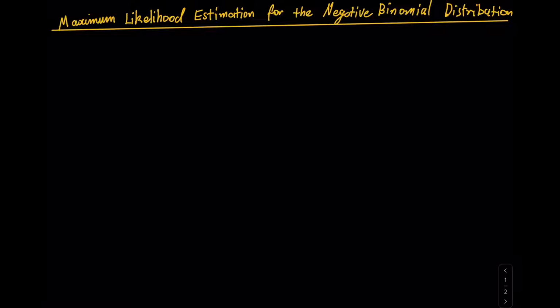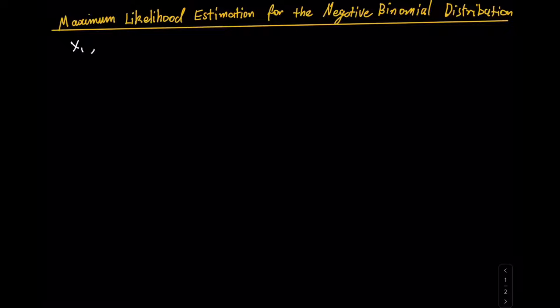Welcome. In today's video, we are going to derive the maximum likelihood estimates for the negative binomial distribution. In particular, we are going to derive the maximum likelihood estimate for the value of P, the success probability in each experiment, where the value of R, in other words, the number of successes until the experiment is stopped, is known. So to begin with, let us first define our problem.